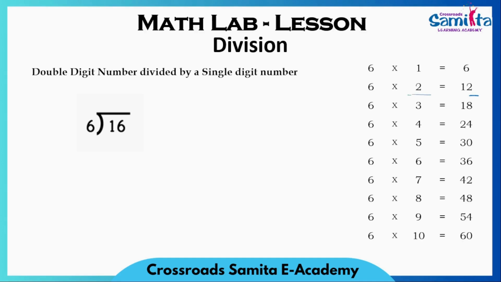6 2s are 12. Therefore 6 2s are 12. 16 minus 12 is 4. Therefore 2 becomes the quotient and 4 becomes the remainder. 16 divided by 6, the answer is 2. The remainder will be 4.